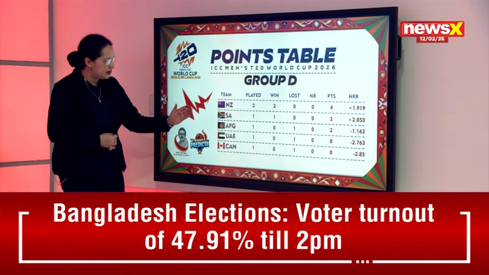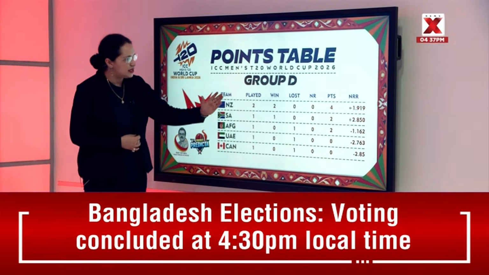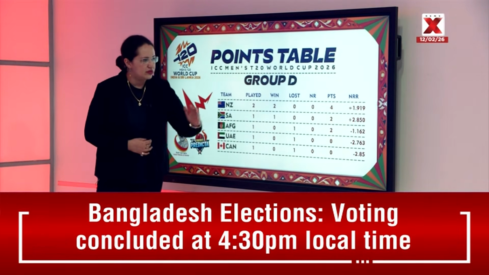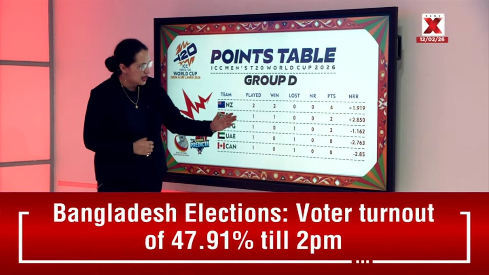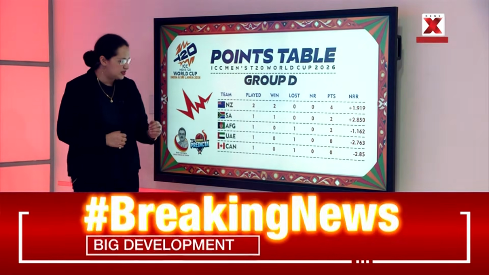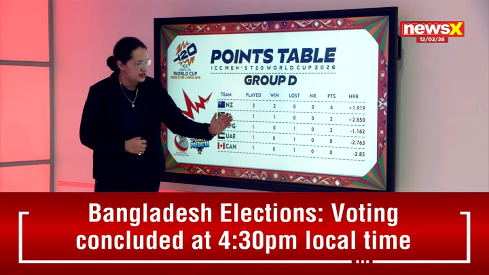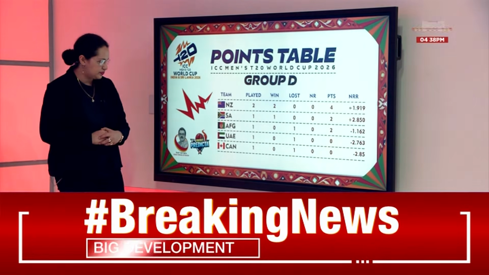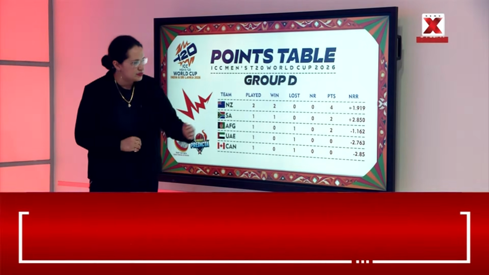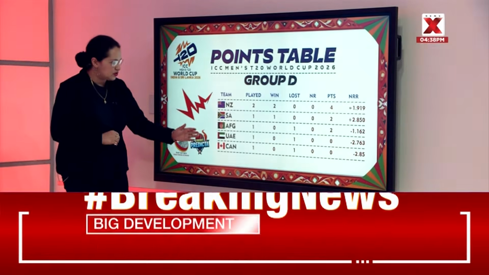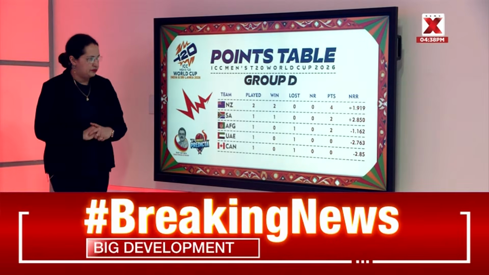Let's come to Group D, with New Zealand, South Africa, UAE and Canada. Let's talk about New Zealand, played 2, won 2, and the net run rate is plus 1.919. South Africa played 1, and the net run rate is plus 2.850. Then Afghanistan played 1, lost 1, and the net run rate is 1.162. UAE played 1, lost 1, and the net run rate is minus 2.763. And Canada, which played 1, lost 1, minus 2.85. So this is Group D.